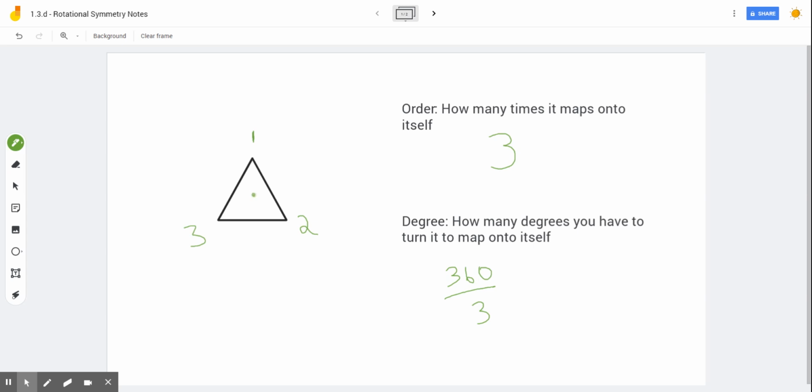So if my center is here, then I'm rotating it so that I go from there, that's not quite the center, to there. And so this angle, 360 divided by 3 is 120. So this angle is 120 degrees. If I rotate it 120 degrees, I get from position 1 to position 2.